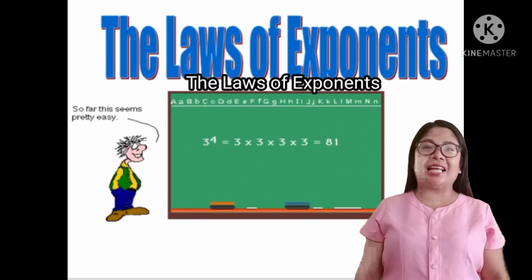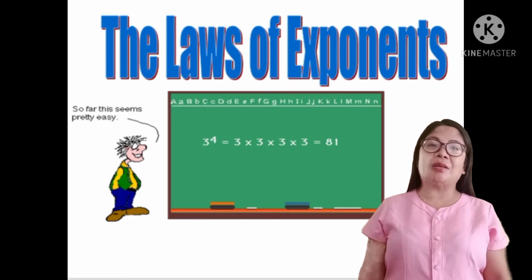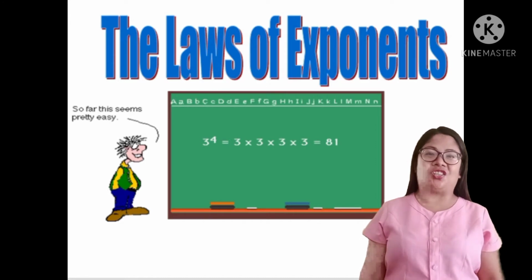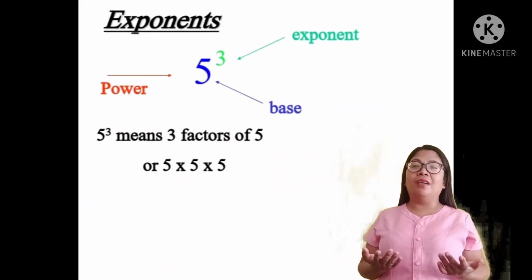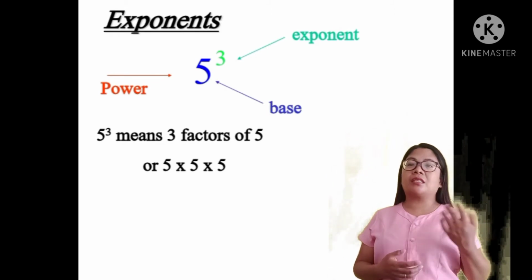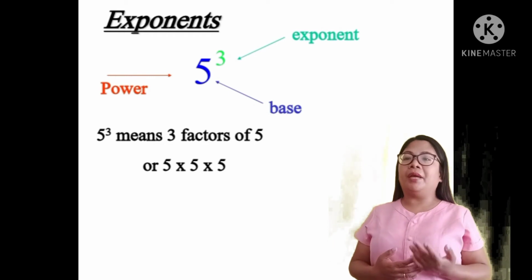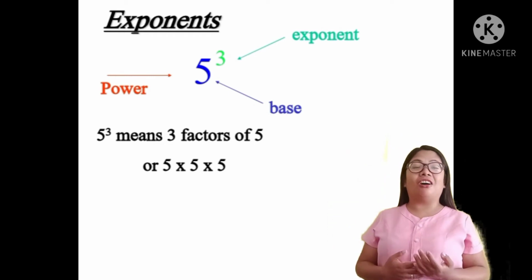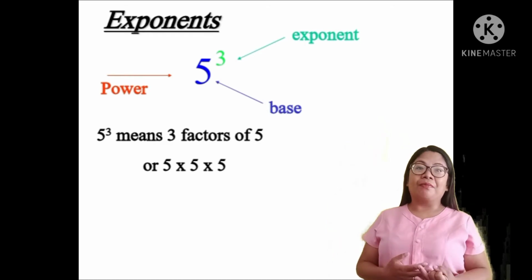What is the importance of studying exponents? It is used to simplify mathematical expressions. So, how do we perform? Example of exponents: 5 raised to 3, where 3 is the exponent and 5 is the base. 5 raised to 3 means 3 factors of 5, or 5 times 5 times 5.